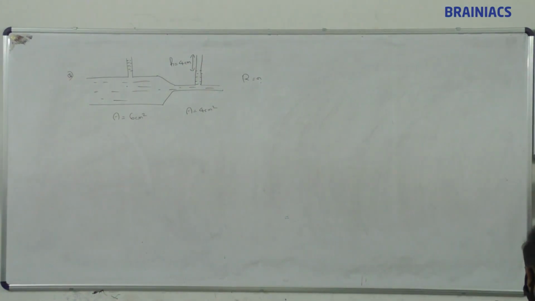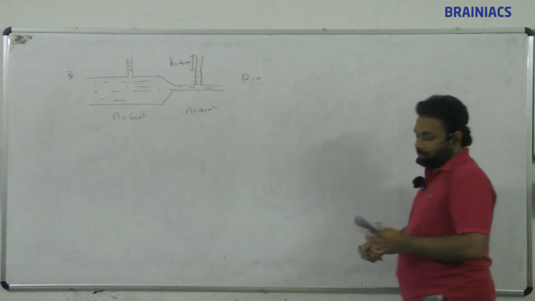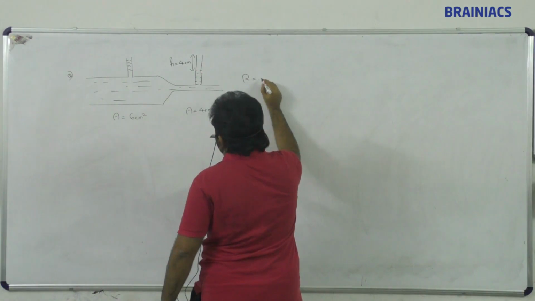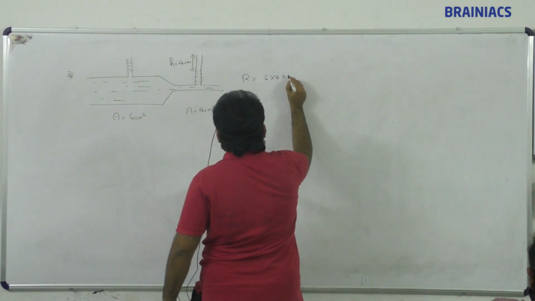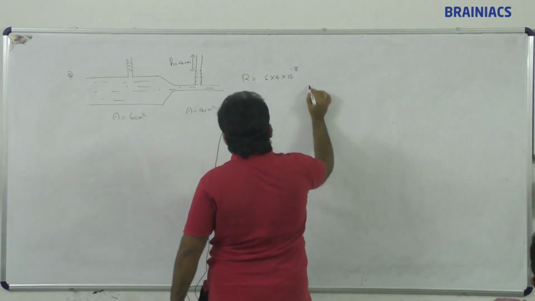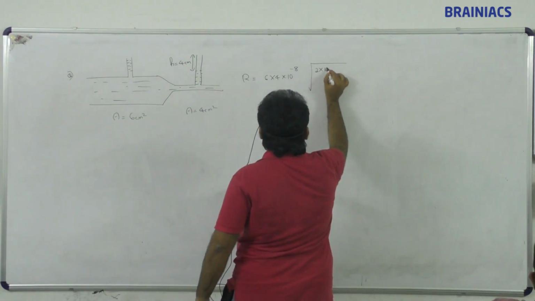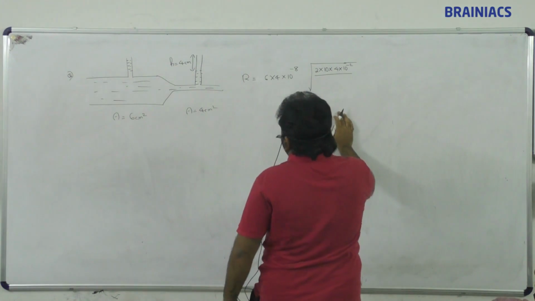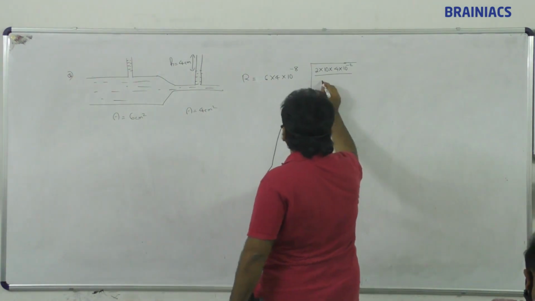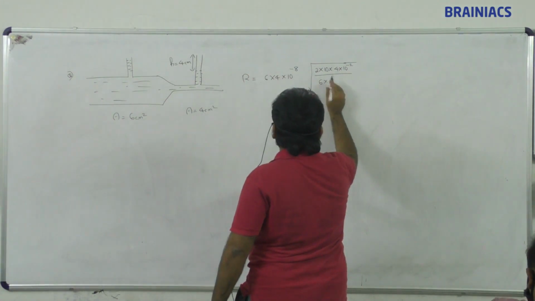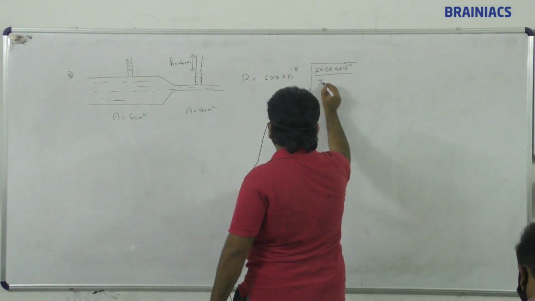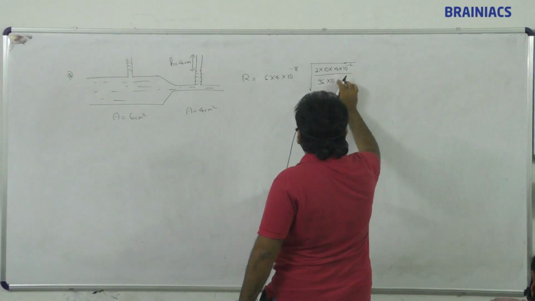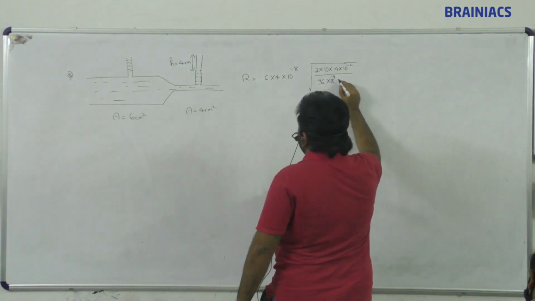A1 A2 into root 2gh by A1 square minus A2 square, direct. So this is equal to 6 into 4 into 10 raised to minus 8, root of 2 into 10 into 4 into 10 raised to minus 2, divided by A1 square minus A2 square. So 36 minus 16.